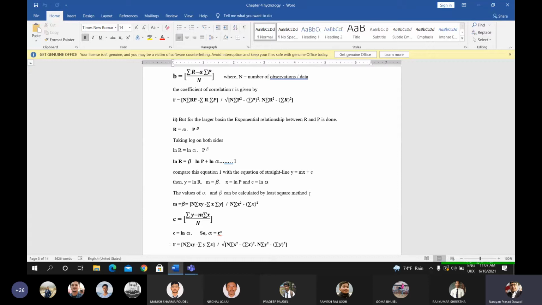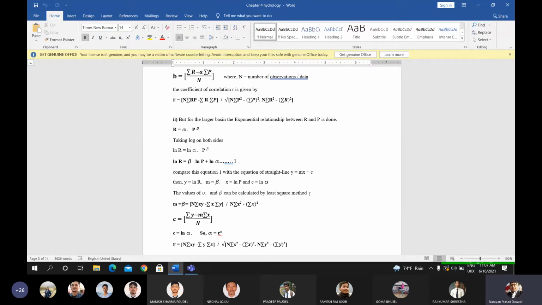This equation can be converted into the straight line equation by taking the log on both sides. You can take log, or you can take ln, natural log also. I have taken the natural log here. ln R is equal to ln of alpha P power beta. Using ln of a into b, this equation can be written as ln R is equal to beta ln P plus ln alpha.